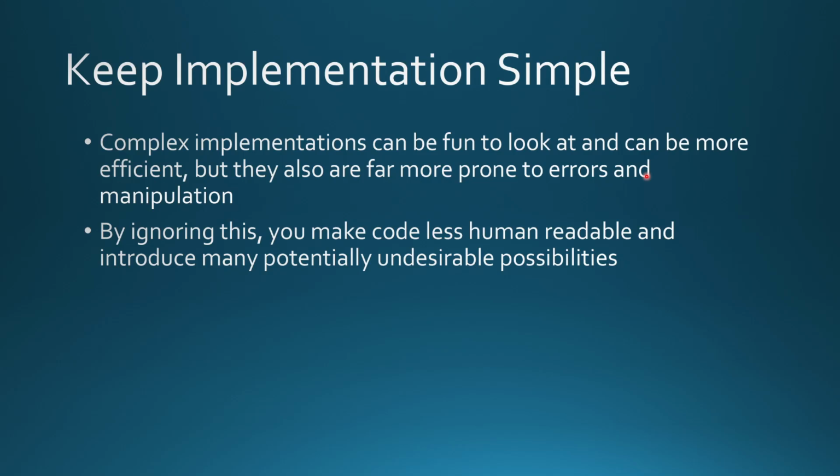And then keeping your implementation simple is arguably one of the most important things. Complex implementations can be fun to look at and can sometimes be more efficient, but they're also far more prone to errors and manipulation. If you've got something that's really complicated, it might work for some things, but it's hard to tell exactly what's going wrong because it's harder to pinpoint. By ignoring this, you make code much harder to read, and you introduce undesirable possibilities.